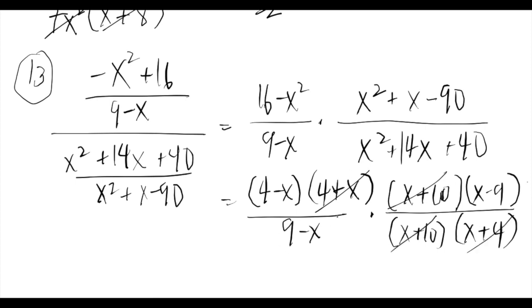What else? Itong x minus 9 over 9 minus x. Ika-cancel natin and then may iwan is negative 1. Okay? So we have negative 1 times 4 minus x or simply x minus 4.